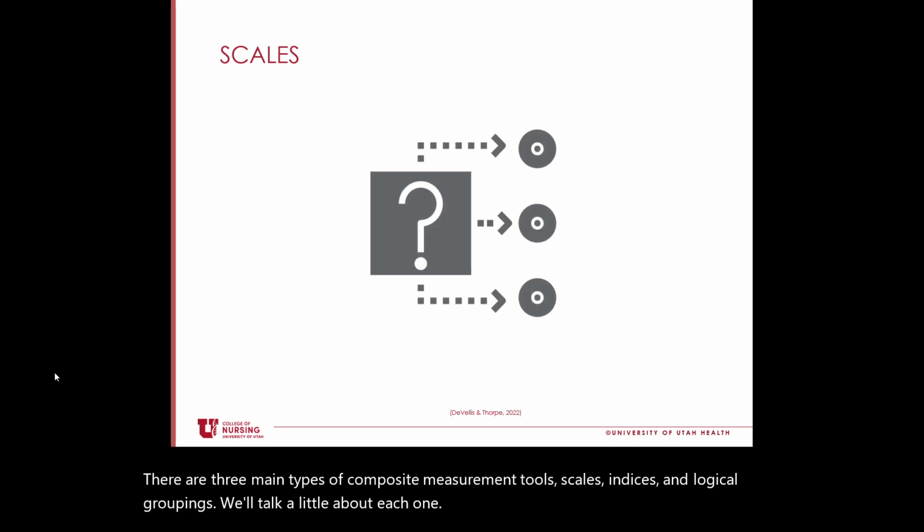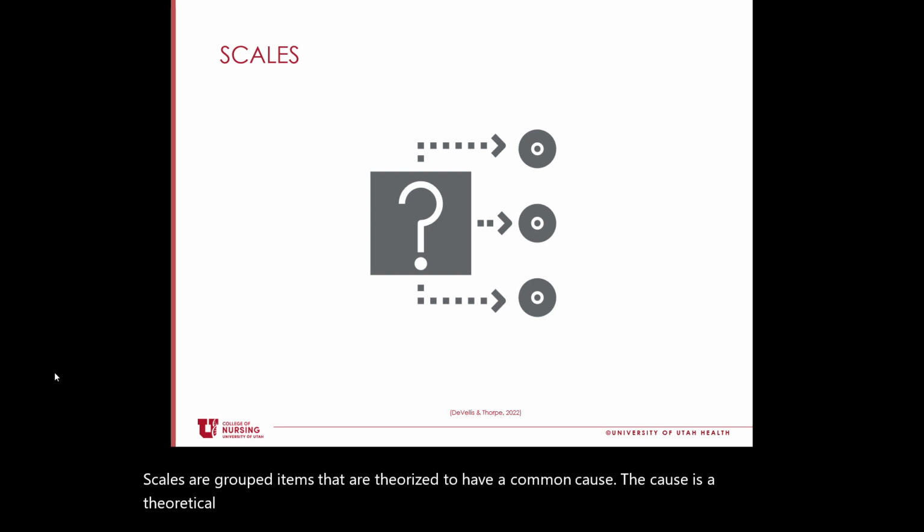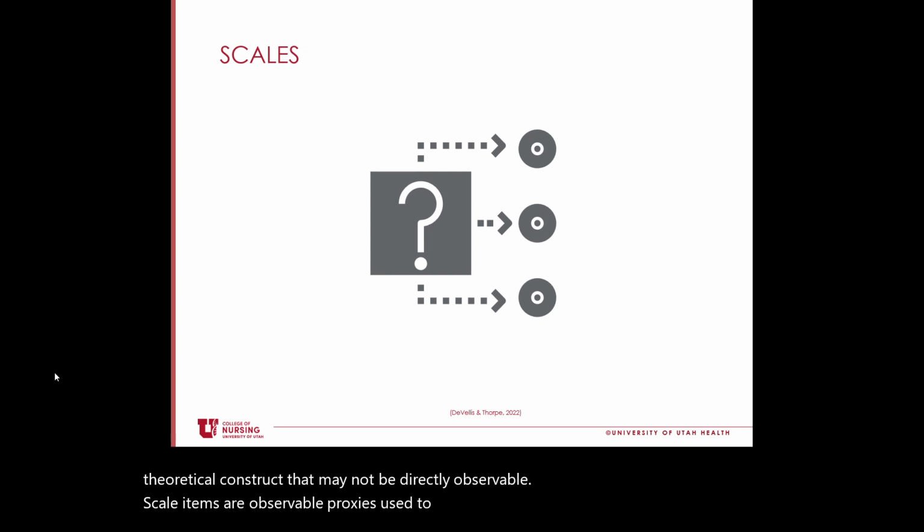Scales are grouped items that are theorized to have a common cause. The cause is a theoretical construct that may not be directly observable. Scale items are observable proxies used to measure the construct. See the arrows point from the theoretical cause to multiple items. Examples of scales might be IQ scores, anxiety scores, or depression scores.